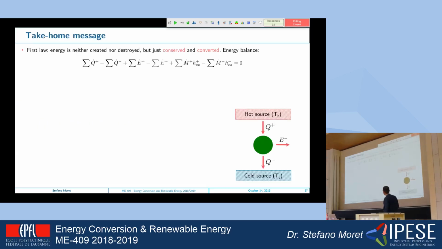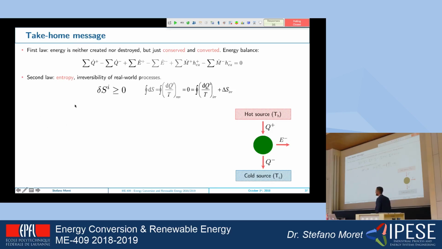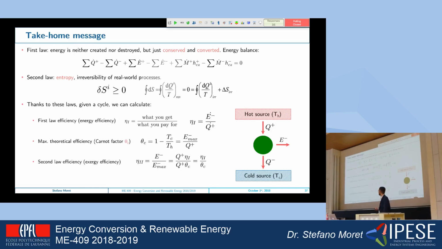So to close this part, let's recall that the first law tells us that energy is neither created nor destroyed, but only conserved. And this equation is the one you'll be using often in this course and the exercises, telling us that everything entering a system will leave the system if there's no accumulation. The second law tells us that in every real process there is irreversibility, there is an entropy increase. So you will always lose something out of a real process.